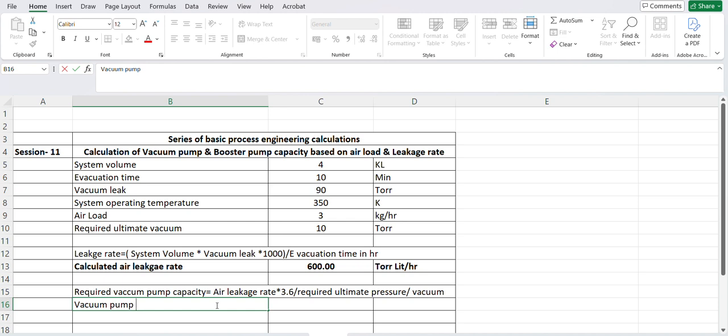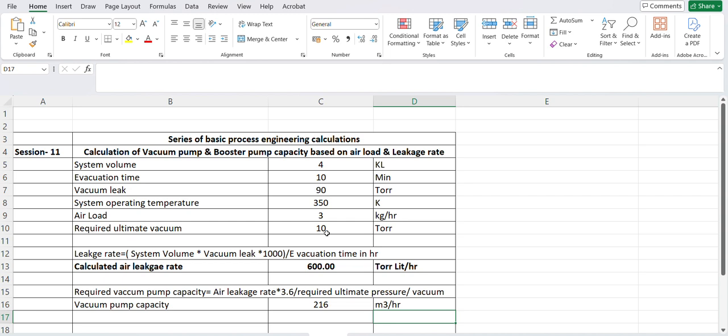Vacuum pump capacity: here 3.6 into our air leakage rate, divided by the 10 torr. So this is our vacuum pump capacity in meter cube per hour.